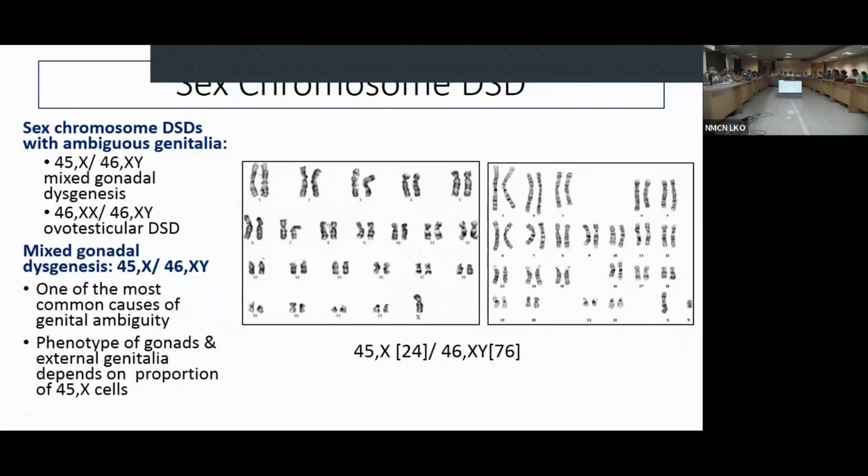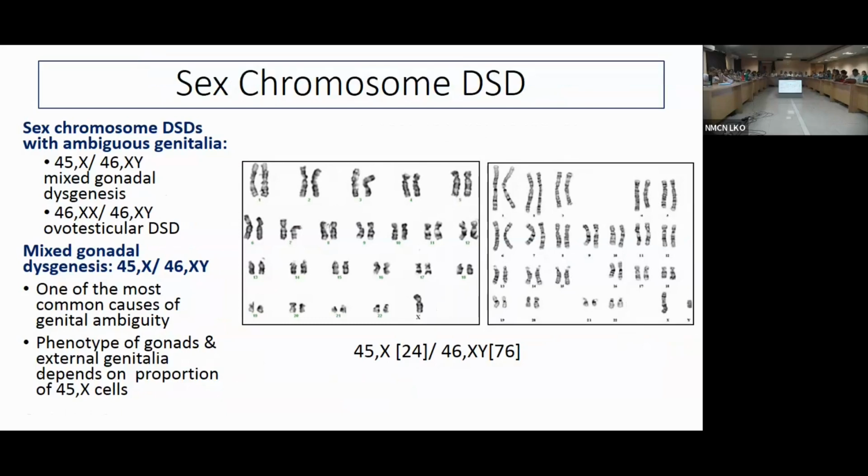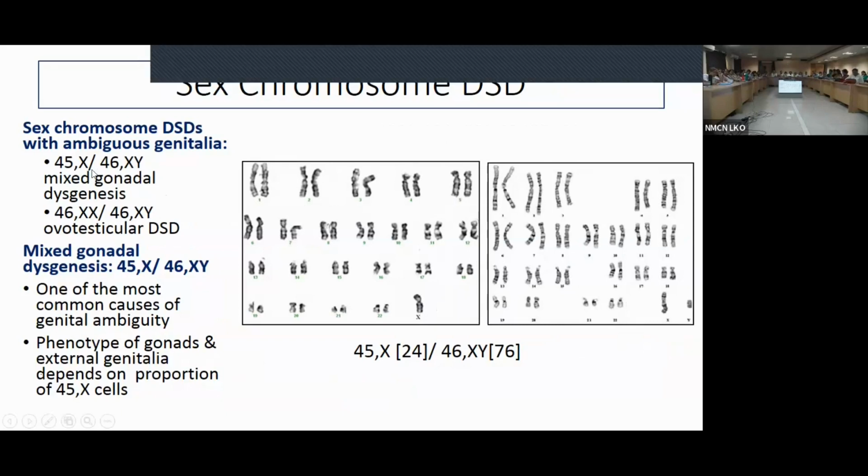Now, that was about the DSDs which present with primary hypogonadism, but which do not have ambiguous genitalia. So again, Klinefelter does not have ambiguous genitalia. Whereas the sex chromosome DSDs which present with ambiguous genitalia are mainly these two, the 45X, 46XY mixed gonadal dysgenesis and the 46XX, 46XY ovotesticular DSDs.